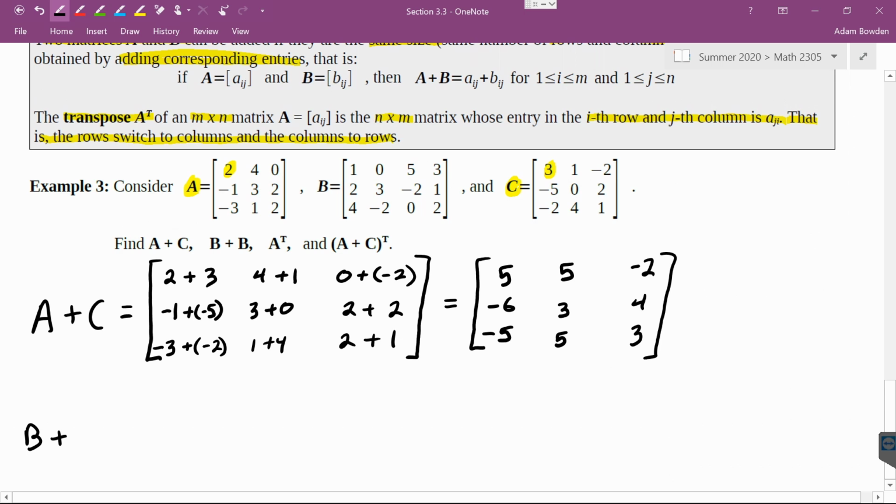Now to do B plus B, we're just going to add the matrix B with itself. So I take the numbers from B, say the 1, 1 plus 1, I get 2. So we get the 2 in the next one below. 2 plus 2 gives us 4. Then we have 4 plus 4, which is 8, first column. Second column looks like I'll have 0, 6, negative 4. Third column, 10, negative 4, 0. And in the fourth column, 6, 2, and 4.